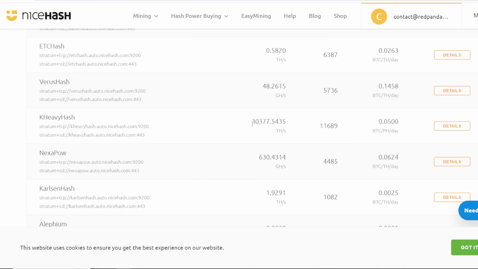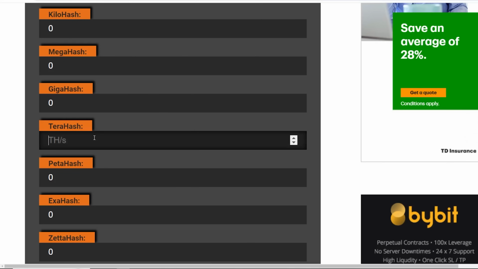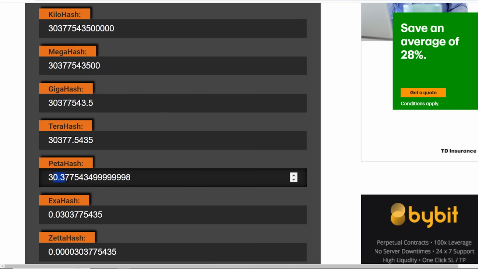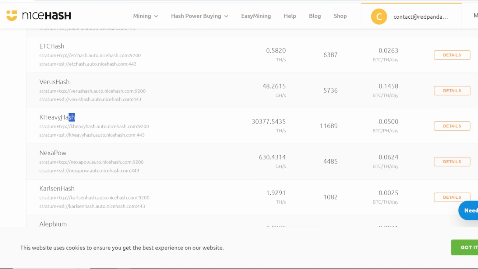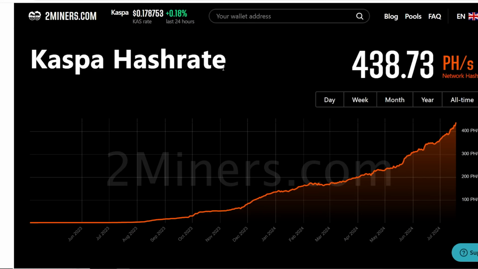But funny thing to note, there's about 30,000 terahash already on K Heavy Hash on NICEHASH. So if I just go to the calculator here, that's about 30.3 petahash. Okay, 30.3 petahash is on NICEHASH for the K Heavy Hash Kaspa algo. So just looking at this, that means the Kaspa hash rate is 438 petahash right now.